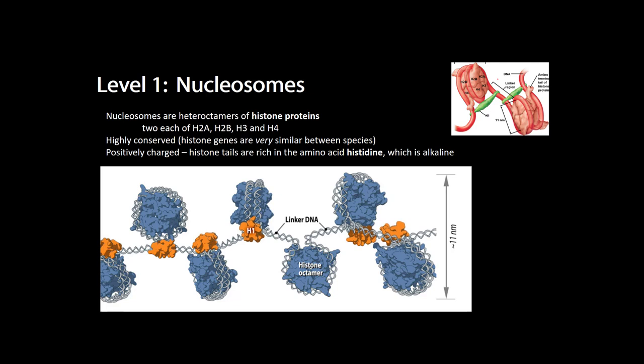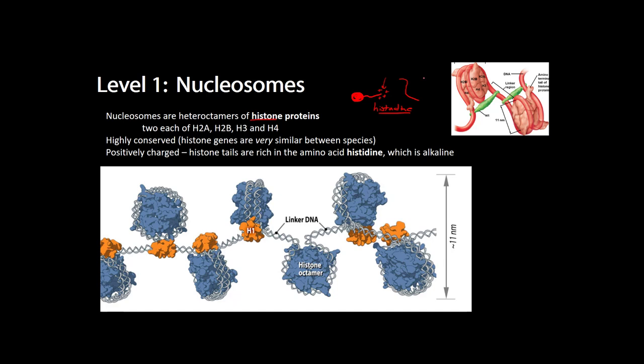The other thing I want to note here is that there are these little extensions coming out from the nucleosome. These are the histone tails. So the cartoony version of a histone isn't a ball, it's a ball with a tail. These tails are rich in the amino acid histidine, hence the name histone. Histidine is one of the 20 amino acids, and it happens to be basic, so it will have positive charges in an aqueous solution.